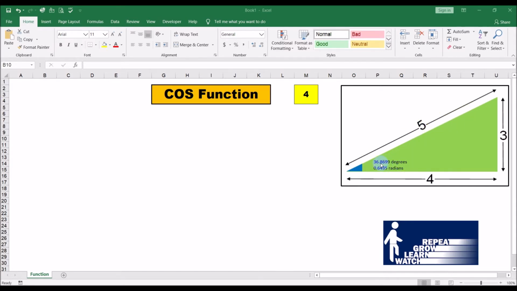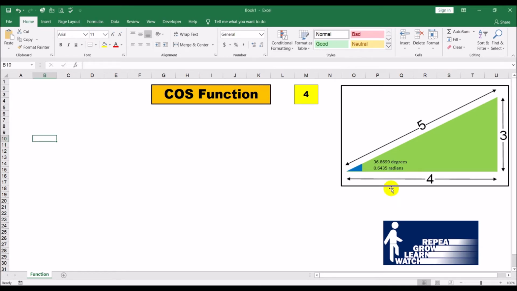Now this angle is 36.8699 degrees or 0.6435 in radians. Now, always remember that the angles in Excel are always in radians. They're never in degrees. You can have Excel convert degrees into radians and radians into degrees, but that's for a video that's going to follow up. But right now, just always remember that when you're using cosine and sine functions, the angles are always in radians. Okay. So let's get started.